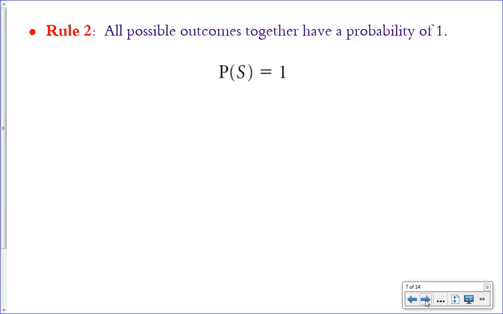Rule 2 is that all possible outcomes together have a probability of 1. So this is like the probability of getting an odd or an even number is going to equal 1. So all possible outcomes together have a probability of 1. Or you could think about it as the way this formula is written, the probability of getting something in the sample space is 1, because it is certain that if you roll a dice, you're going to get something in the 1 through 6 sample space. So probability is certain if you're doing the probability of the overall sample space.